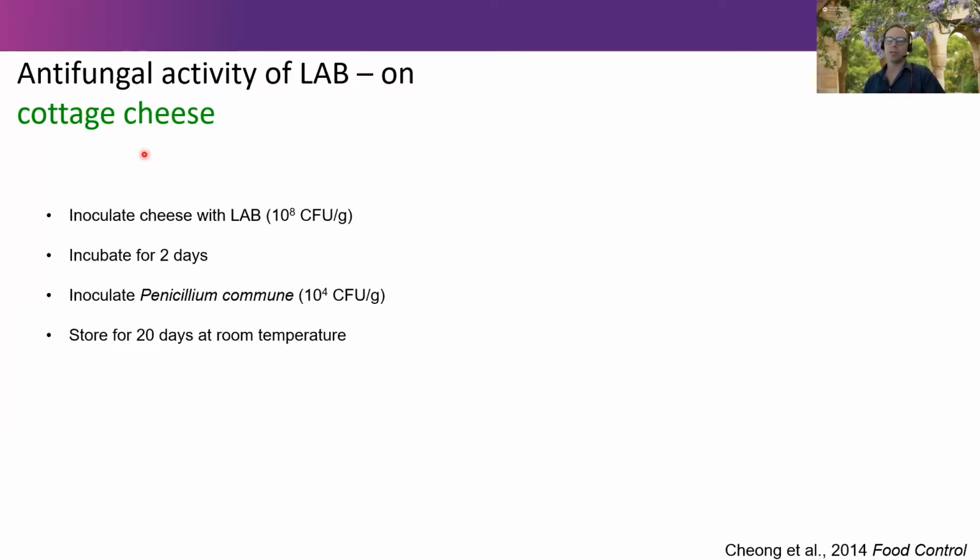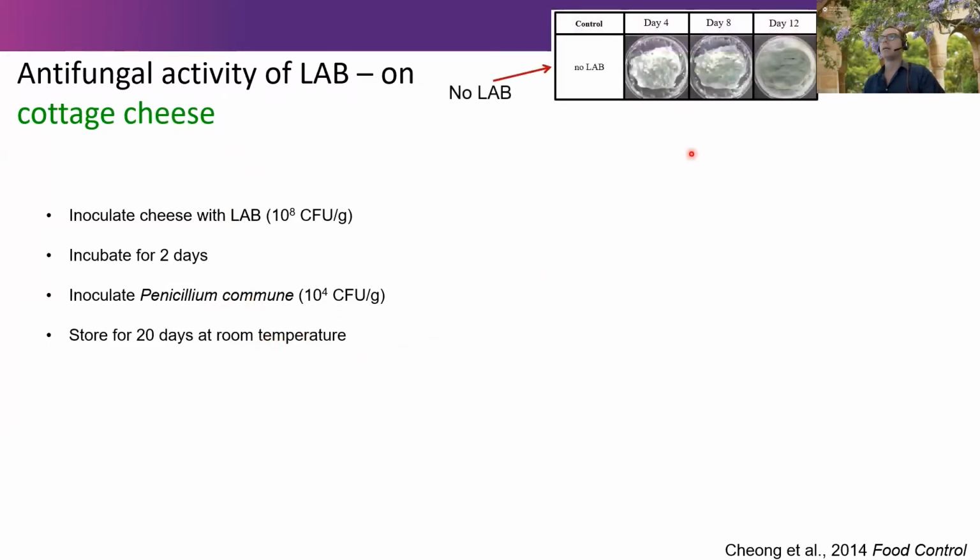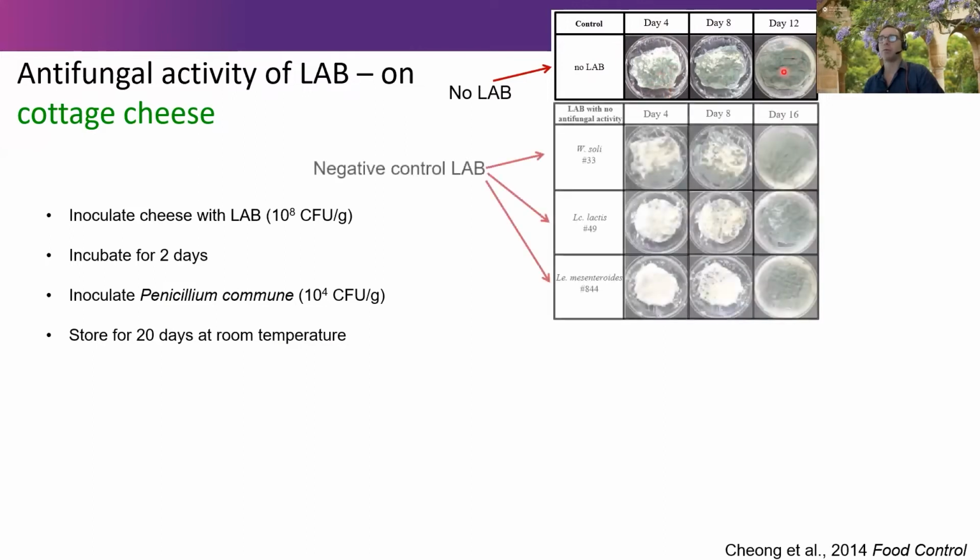But we used cottage cheese as a model system where we inoculated in the lactic acid bacteria, the Lactobacillus plantarum that we got from the screen, with the Penicillium communae, and then stored that cottage cheese over time. We put little blobs of cottage cheese on Petri plates. You can see without the lactic acid bacteria, just with the mold inoculated, after 4 days there's a lot of furriness on that cottage cheese, and it looks pretty funky by day 12.